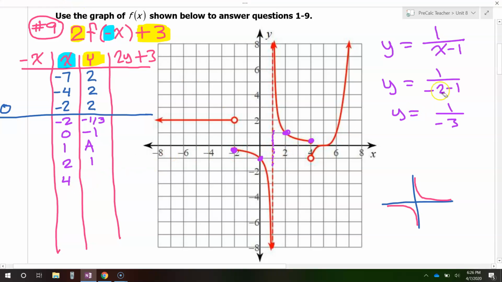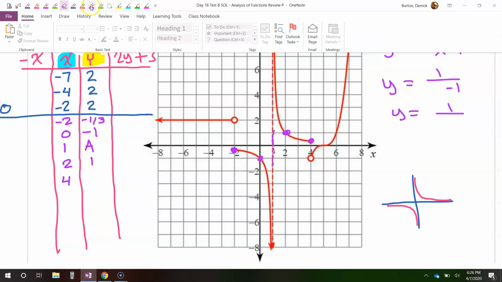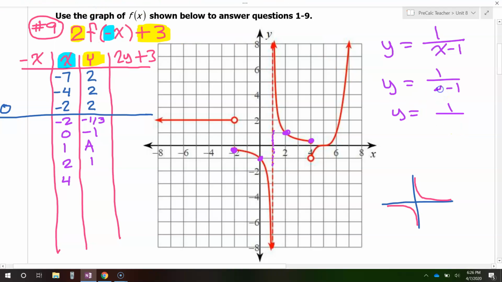Now at 4, so what if I were to put in 4? If I put 4 in there, then I've got 4 minus 1, so that's 3. So that's +1/3. Okay, so that was a little bit extra, but you got to do what you got to do, people. All right, now let's clean that up and move on to the third and final portion of the graph.